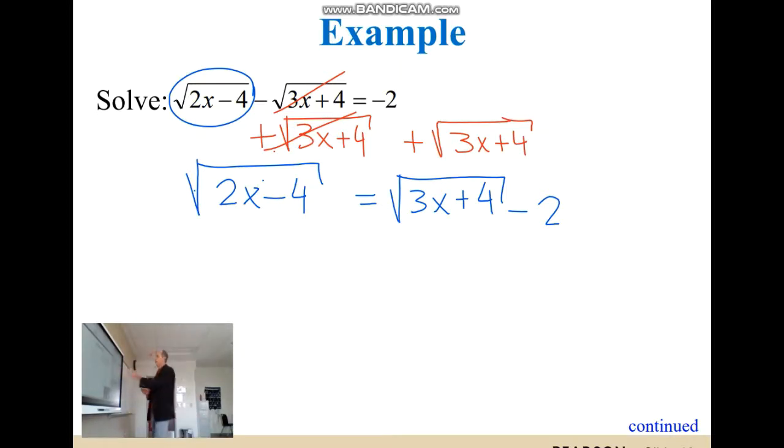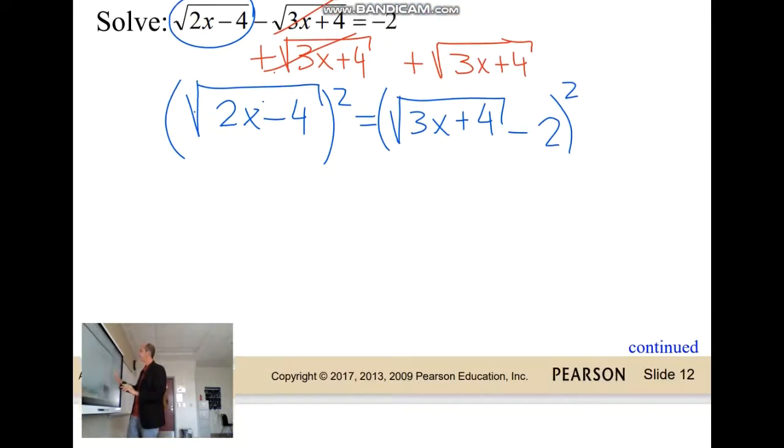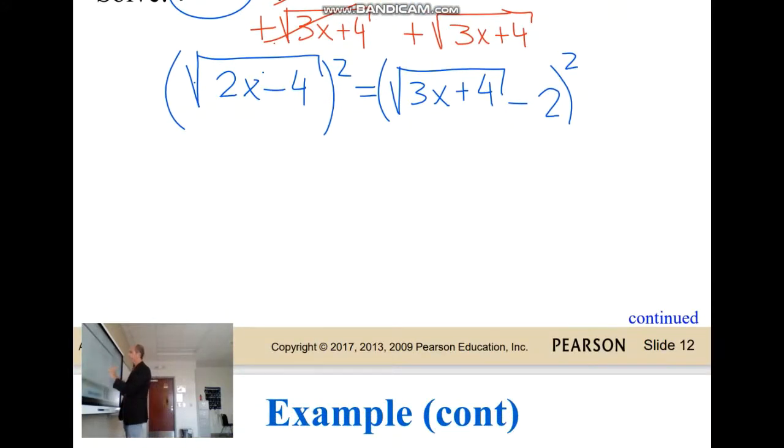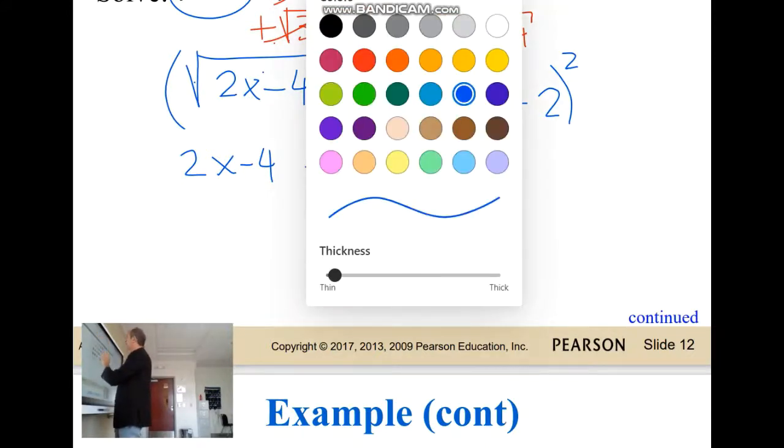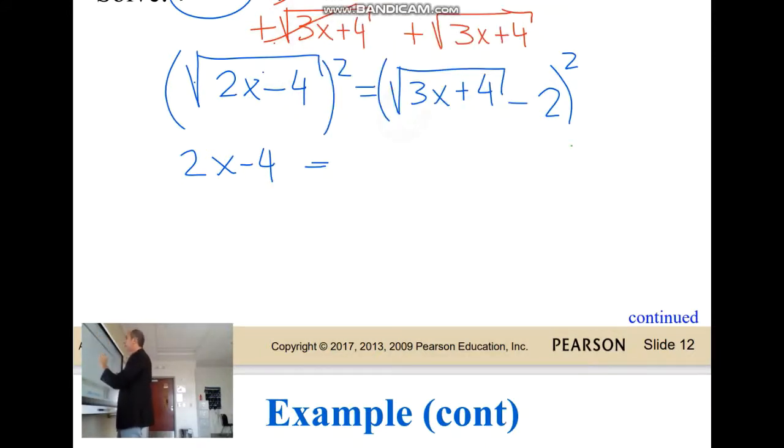Okay, now we are ready to raise to the same power both sides of the equation. In this case, we are squaring both sides of the equation, and as a result, we're going to have on this side 2x minus 4. We got rid of the square root, right? And on the other side, remember this special product. We apply the same special product.